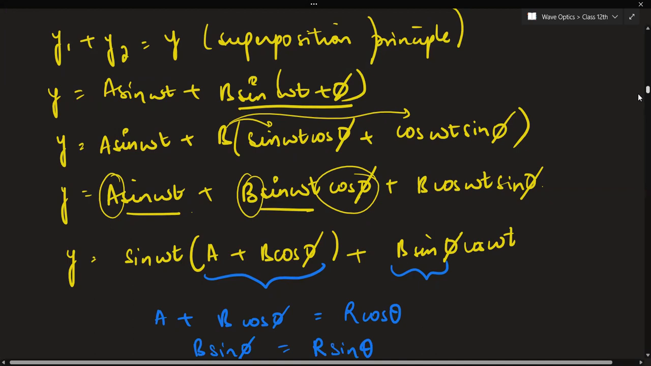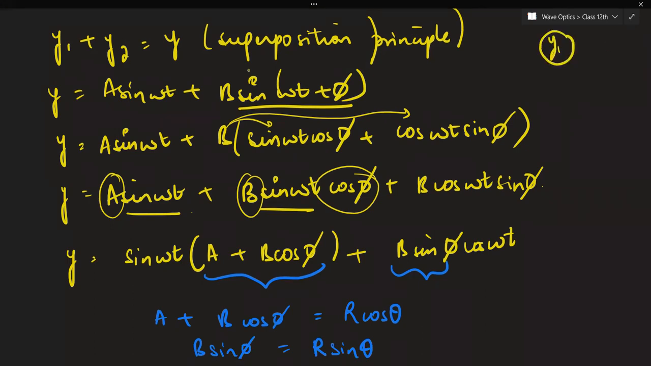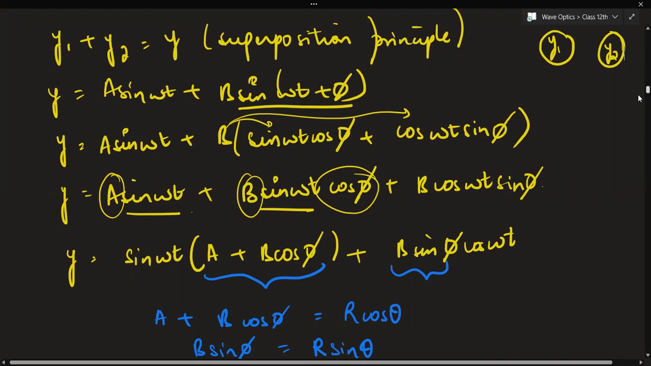Theta is the phase of the resultant. y1 was the individual first wave, y2 was the individual second wave. When both the waves superimpose on each other, they will have a resultant equation and intensity also, no? A resultant amplitude will be there, a resultant equation of wave will be there. That is what we are deriving, the equation of the resultant wave. When two waves superimpose, a new wave is formed. That new wave will have its own amplitude, its own intensity, its own equation of wave. That's what we are studying.